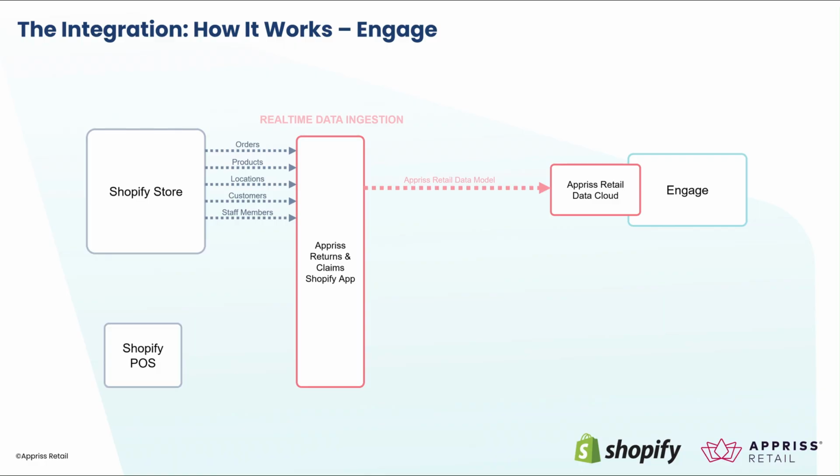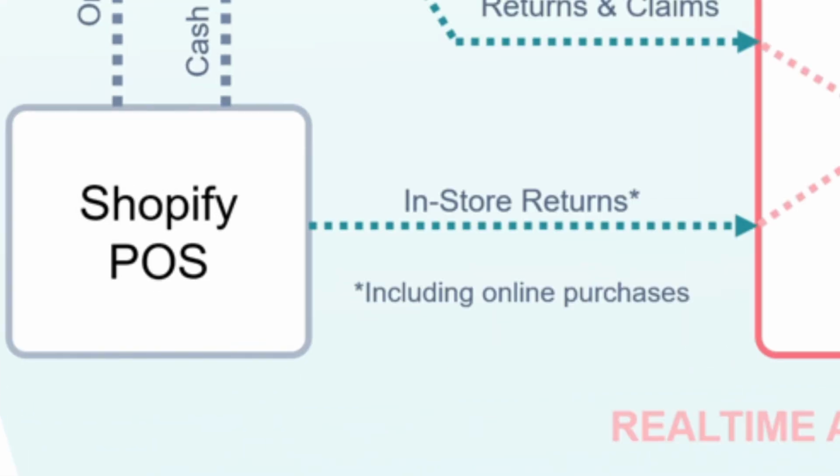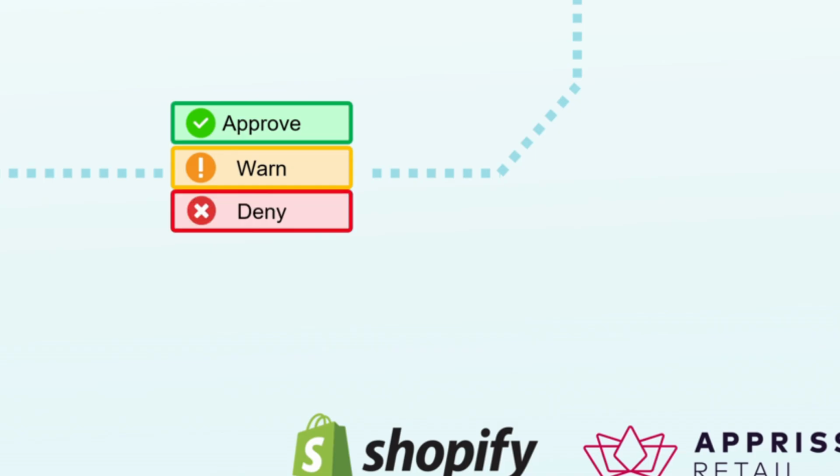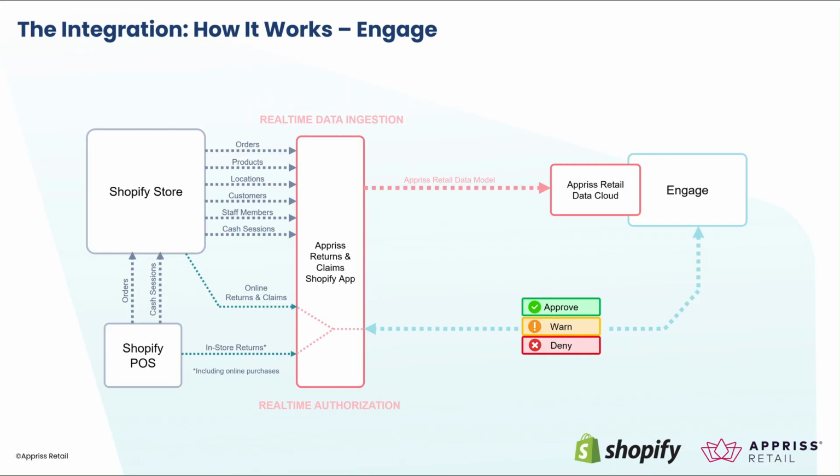Data from your Shopify POS will also flow to your Shopify store and through to the Appriss Retail Data Cloud. Then, from within inside your POS system, you can start getting real-time return decisions from the Engage platform. This could be an approval to allow the return to take place, a warning, or a denial. The integration also supports decisions about products that were purchased online but are being returned in store.